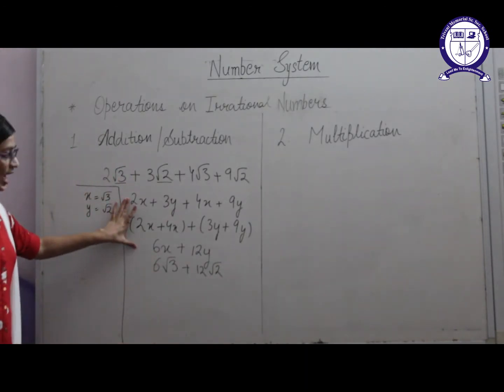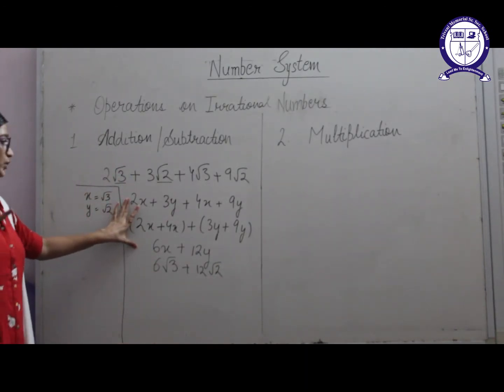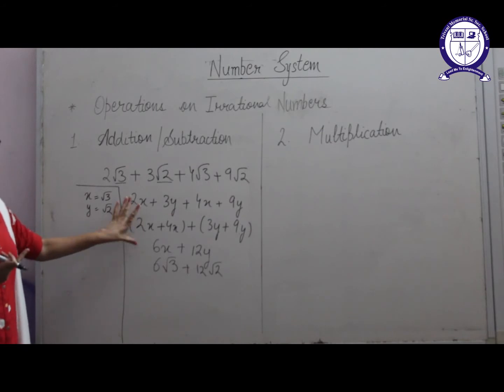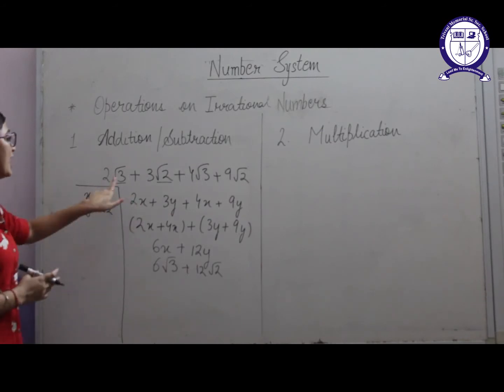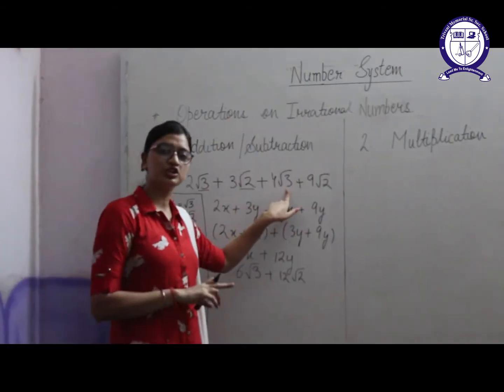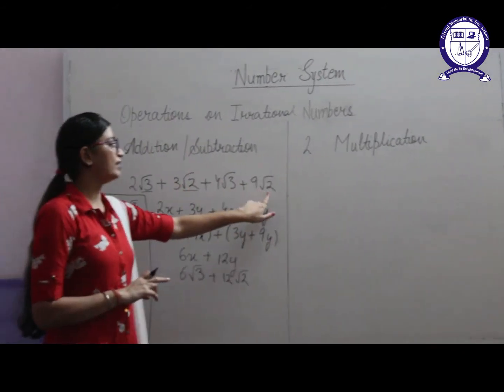This is the part which you will do in your mind only. You can't write this in the question. So you need to focus that root 3 can be added to root 3 only and root 2 can be added to root 2 only.